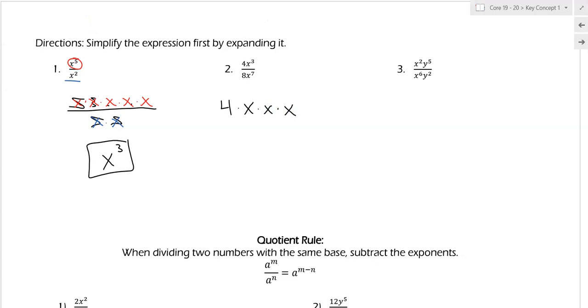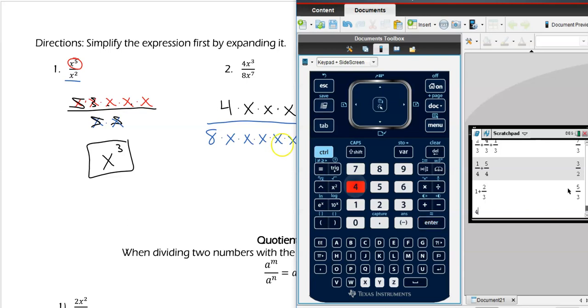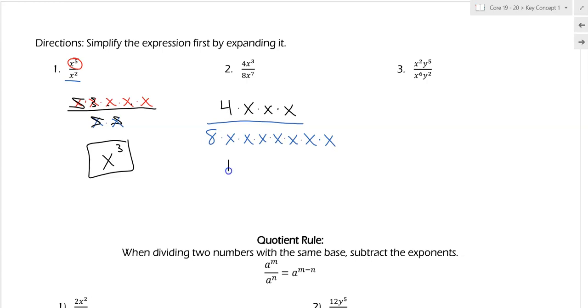I should have done that in a different color. Pretend that's red. That's fine. And then over 8, and I have 7 x's. 2, 3, 4, 5, 6, 7. There we go. Okay, so 4 over 8, right? If you use a calculator and I divide 4 over 8, I get 1/2. So I'm going to put 1/2. Okay? So I've dealt with those already.